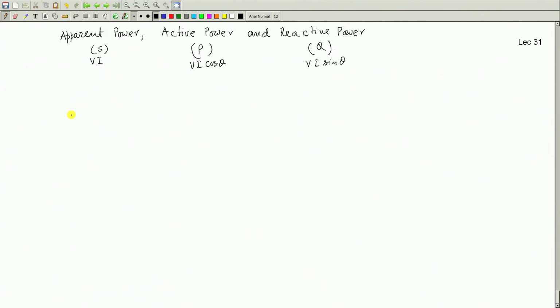This is lecture 31, and in the last couple of lectures we have been discussing the steady state analysis of circuits which are excited by a sinusoidal voltage source. We showed you how to calculate the current. You have to find the complex impedance, and if the input voltage is known, express it in phasor notation, divide that by Z, and you will get the current.